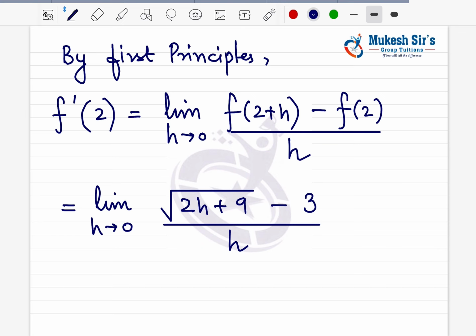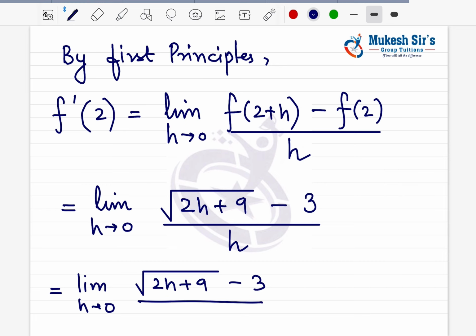तो यहाँ पे रूट है, हम लोग ने लिमिट्स में सीखा था, whenever you have root you have to rationalize. Now rationalize करने के लिए you have to multiply and divide by the conjugate. So this becomes limit h tends to 0, root of 2h plus 9 minus 3 upon h is your question, right?